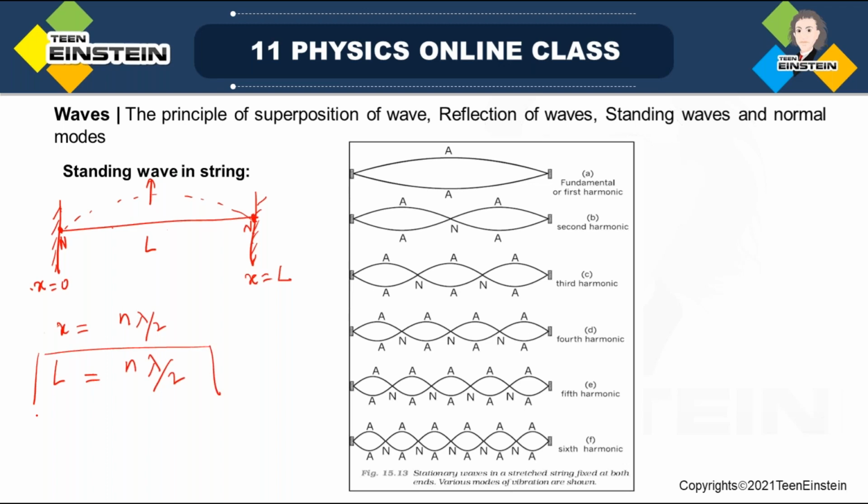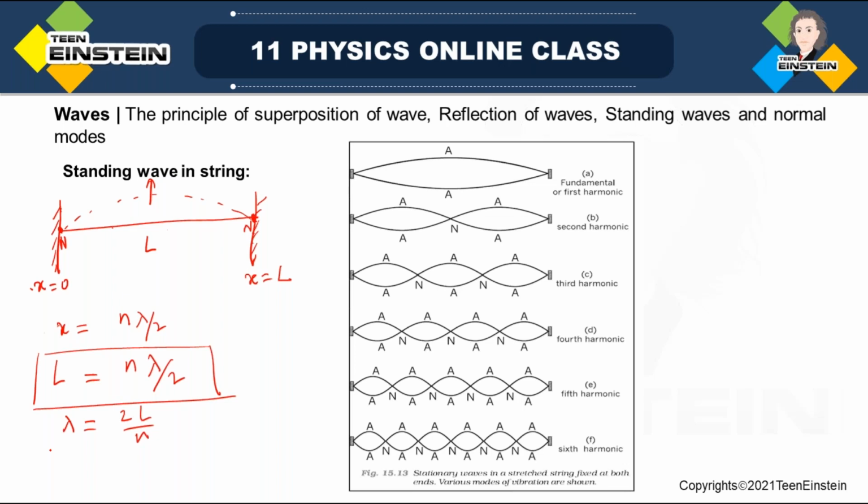This is the necessary condition, and from here you can understand very easily that the wavelength lambda which is created, a standing wave has a specific wavelength, so that wavelength also has some limitations, 2L by n. Okay, so this is the limitation on the wavelength.